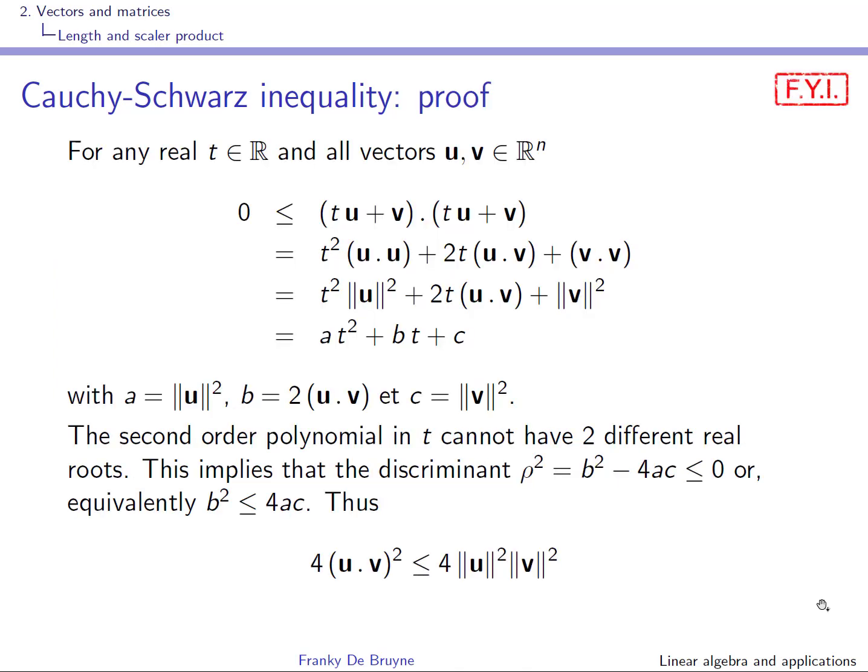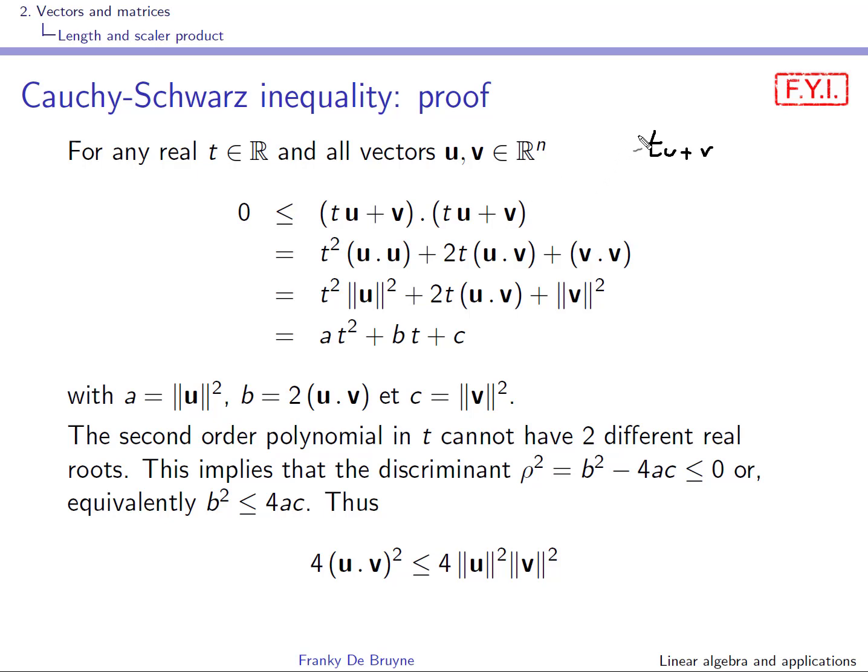So let's prove this Cauchy-Schwarz inequality. You will see that it's not that difficult. Of course, you can also skip this proof. As you see, it is for your information. So let's have a look at the vector tu plus v. And here u and v are any vectors in Rn. It says u here. It does not mean that u is of unit length. Okay, so it can be any vector. And t can be any real number.